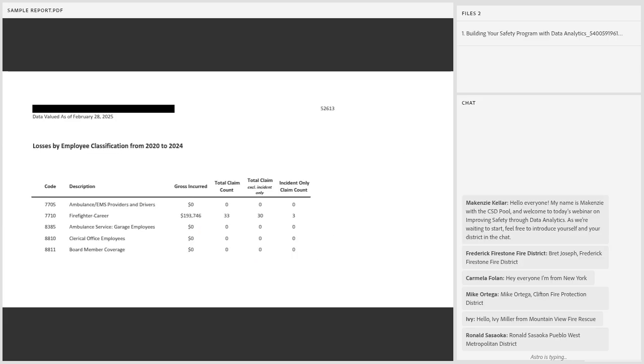And then moving on to the next page, this page breaks down losses by class code, basically showing where your losses are coming from.